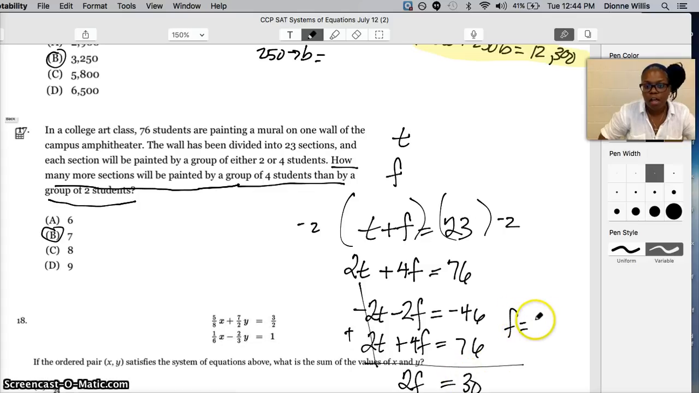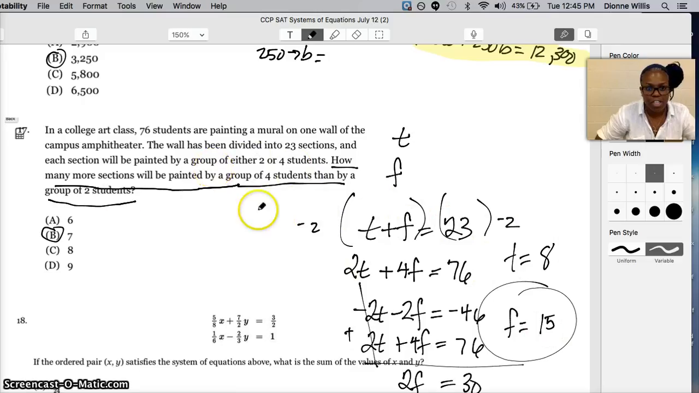Therefore, there are 15 groups of 4. Does that make sense? 15 groups of 4. And if there's 15 groups of 4, and I know that there's T groups of 2 and F groups of 4, which is now 15, I'm going to subtract from that, and I get that T has to be equal to 8. Making sense? So 8 plus 15 is 23. That lets me back solve.